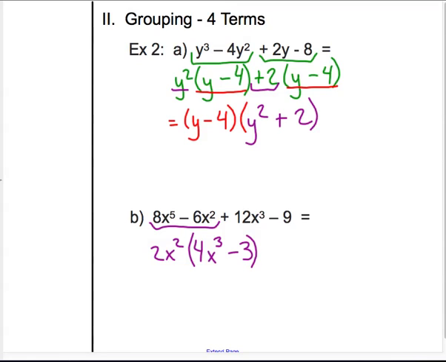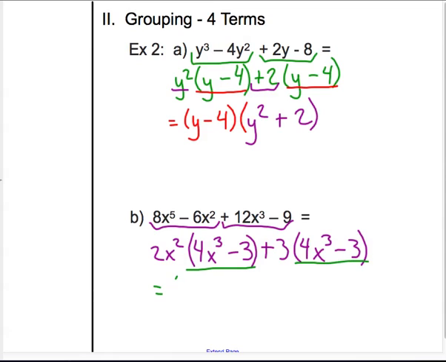Again, my terms are in the same sign order: positive, negative, positive, negative. So I'm going to factor out a positive 3 for my next two terms. 12 divided by 3 is 4. I have the x cubed left. And 9 divided by 3 is 3. So again, I have this 4x cubed minus 3 on both terms.